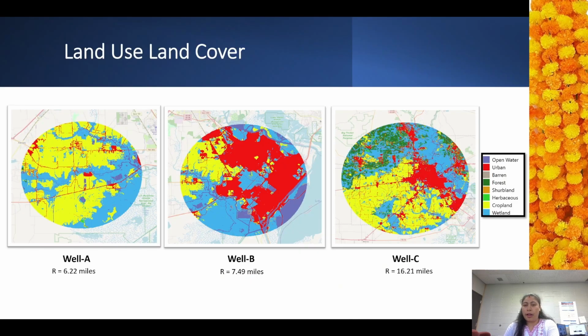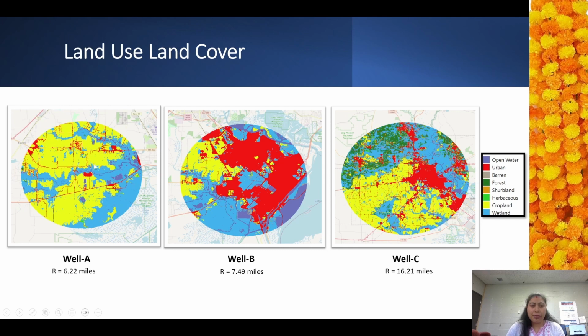After the determination of the buffer zone for 30 years, we used the same 30-year buffer zone for land use analysis, land use land cover analysis. The land use land cover data was downloaded from the MRLC website, and it was reclassified as per the MRLC reclassification system, and classified as open water, urban, barren, forest, as you can see here. And it was clipped for the 30-year time of travel.